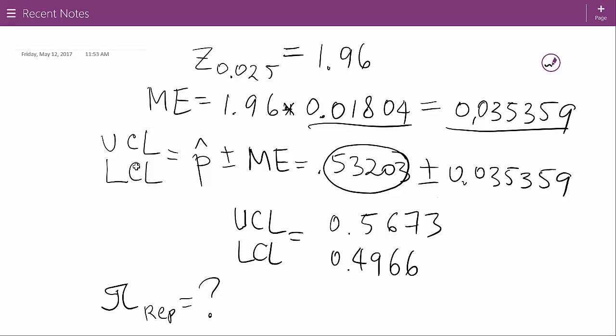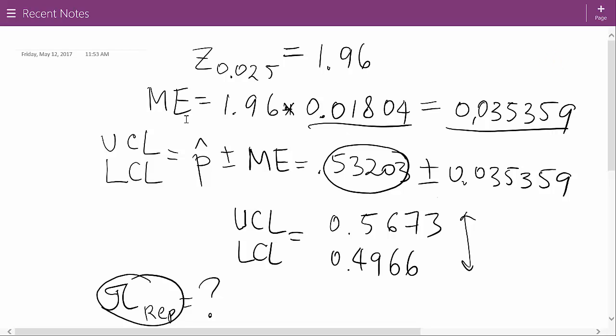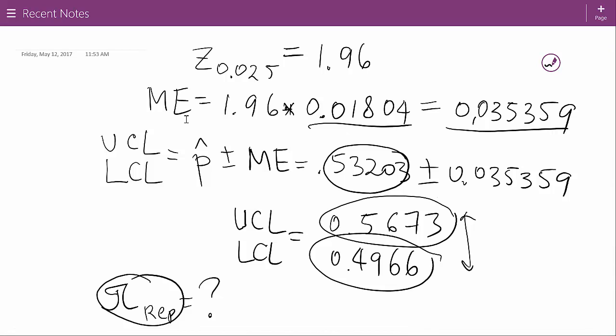Now that we know the estimate, and by the way, what's the meaning of this thing? We say that whatever the actual proportion of people that will vote for a Republican candidate, we don't know it yet, because it's only a sample, but with 95% confidence, I can conclude that it's going to be somewhere between 49.66% and 56.73%, right? So, can we conclude that the Republican is winning?